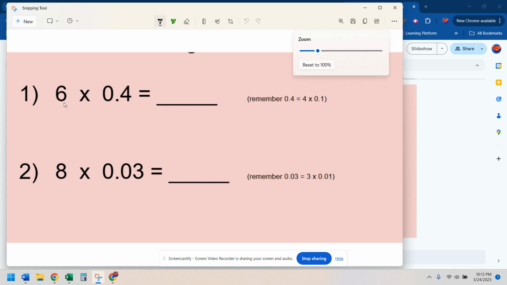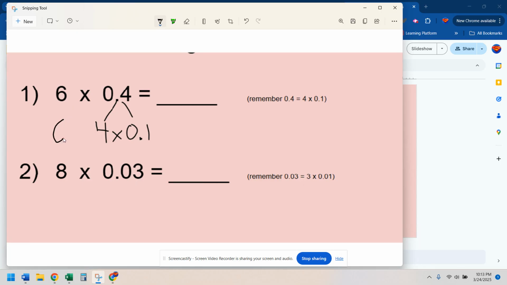So let's see. If I'm doing 6 times 4/10, I don't have any rule for multiplying by 4/10. So I'm going to take the 4/10 and break it up into 2 pieces. I'm going to break it up into 4 times 1/10. 4 times 1/10 is 4/10. So now I'm going to do 6 times 4 times 1/10. Before I do the 4 times 1/10, I'm going to do the 6 times the 4. 6 times 4 is 24.